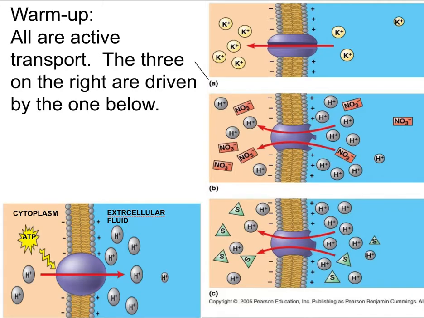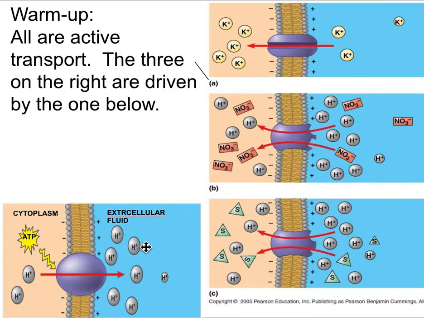So all of these are active transport. This one down here is obviously active transport because you have ATP here driving it, and it's pumping hydrogen ions. And so the hydrogen ions are moving up their concentration gradient and making this side of the membrane more positively charged and this side of the membrane negatively charged.